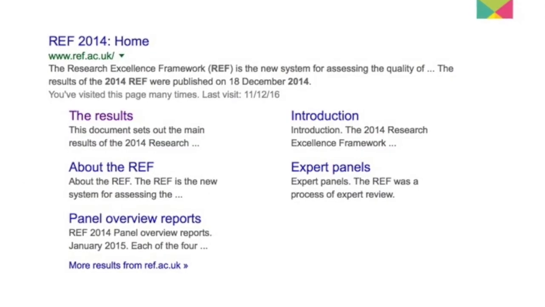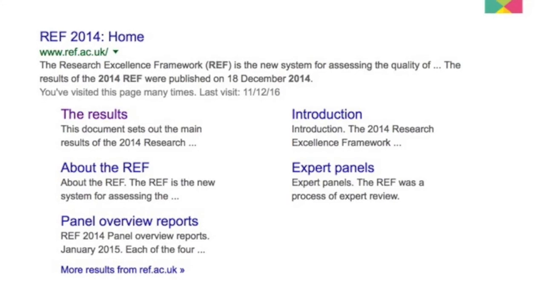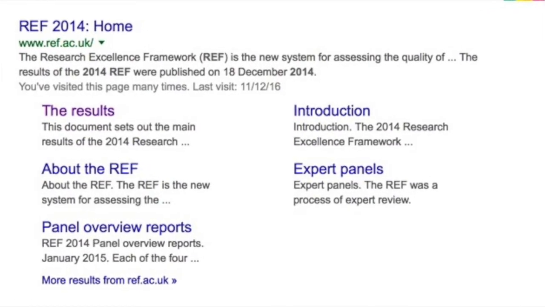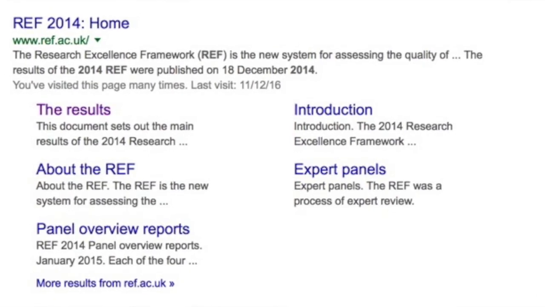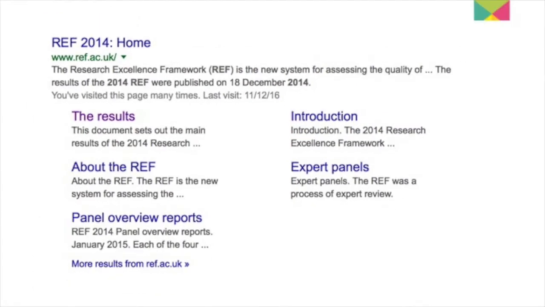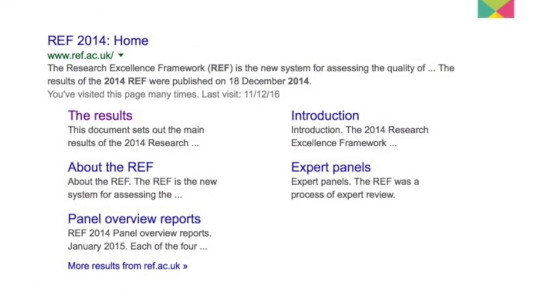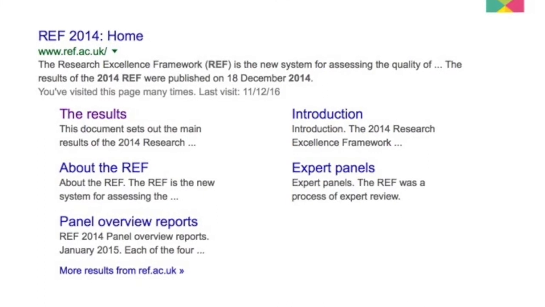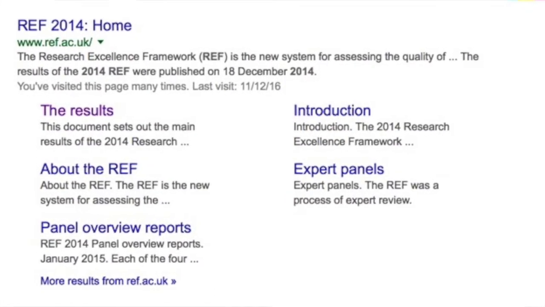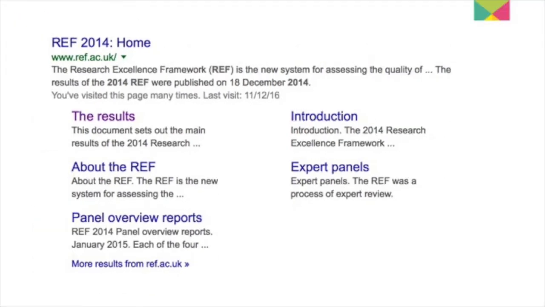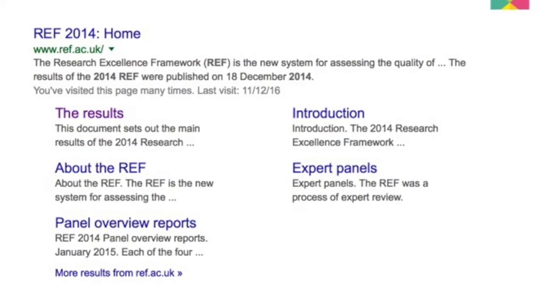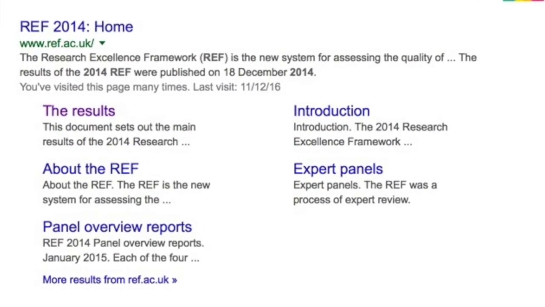So how do you go about playing the game? Well, it really does help to know what a really high scoring submission looks like. It's not that hard to find out where the best scoring submissions are. You go to the REF 2014 set of results. I always do this by just typing REF 2014 into Google, and from that you need to find your subject area. Once you've found that, it's a starting point to then have a good delve about.